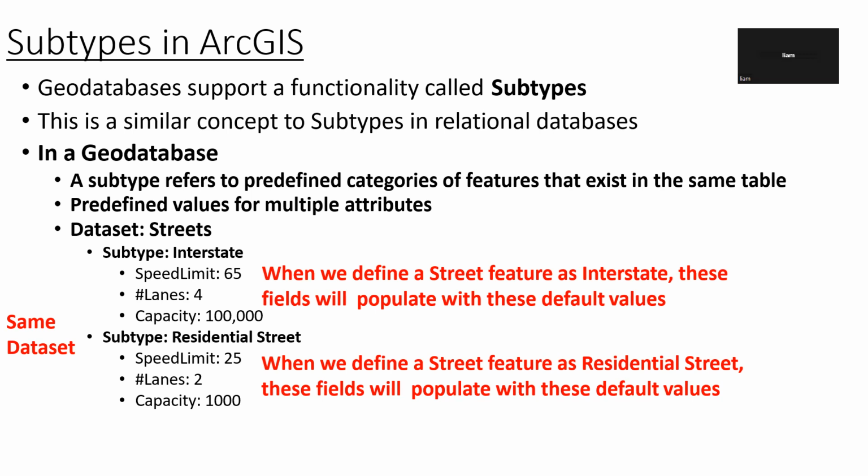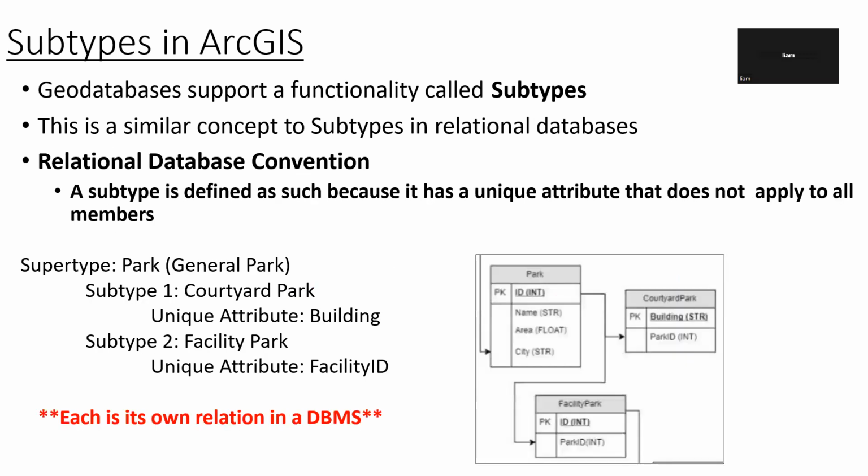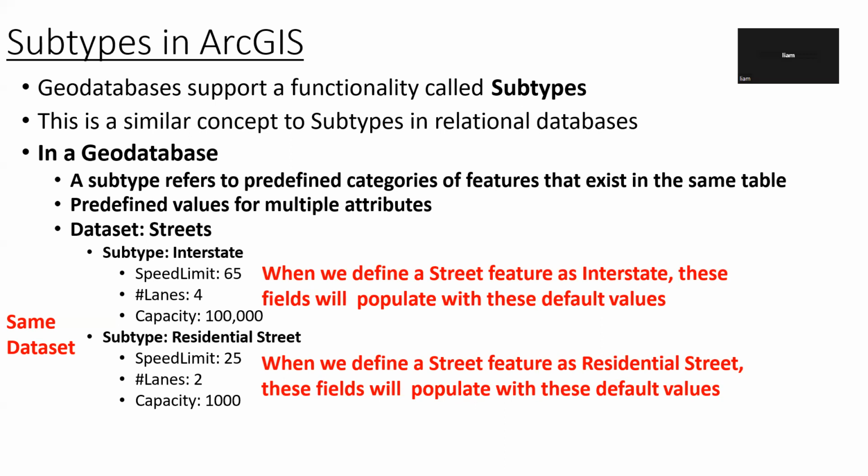Okay, so this is the difference between subtype in ArcGIS and subtype in the relational database. Okay, good. So this is about optional lab 2, but I'm not sure this will be in an exam. I don't know, but just make sure you keep one thing in your mind: the difference is that subtype in a relational database is actually a separate table, but in ArcGIS it is columns in a table.